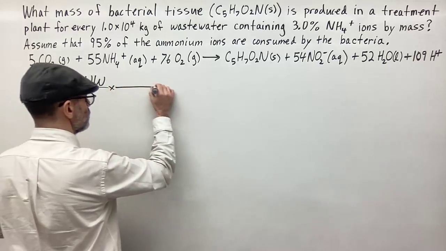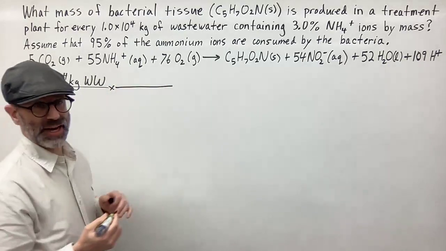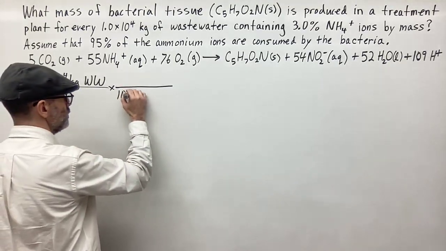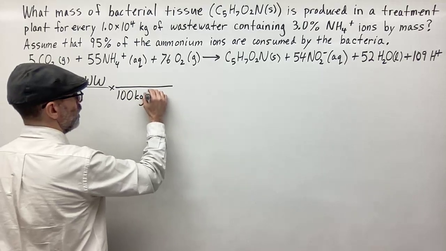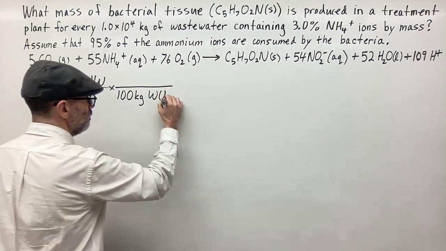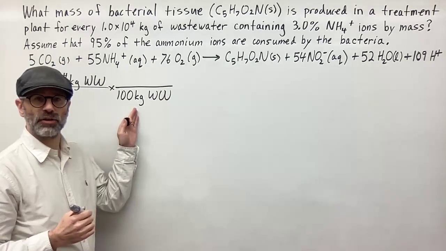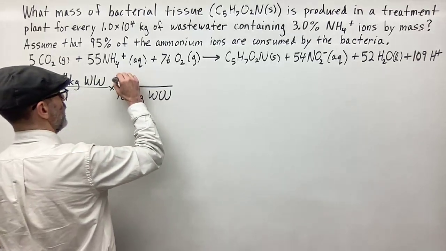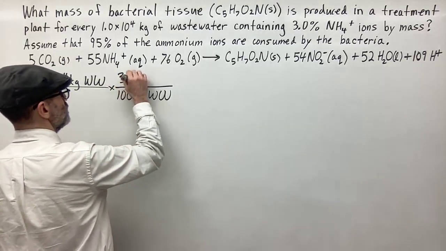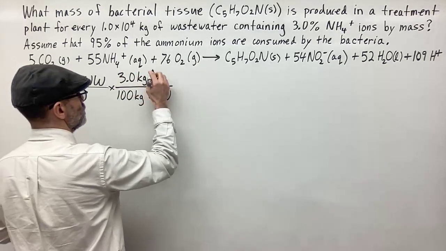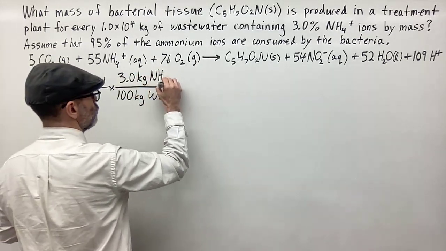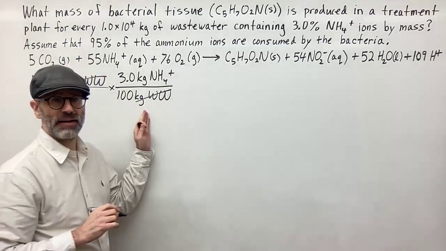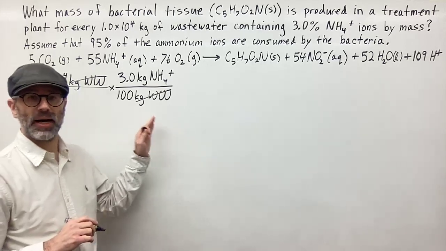So since it's 3%, that means out of 100 kilograms of wastewater, we'll put 100 kilograms of wastewater on the bottom. Out of 100 kilograms of wastewater, 3 kilograms is going to be the ammonium ions. So 3.0 kilograms is going to be NH4 plus. So kilograms of wastewater cancels out. Now I have kilograms of ammonium ions.